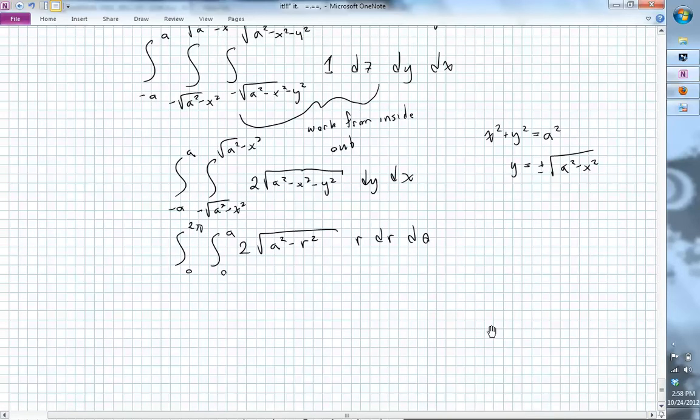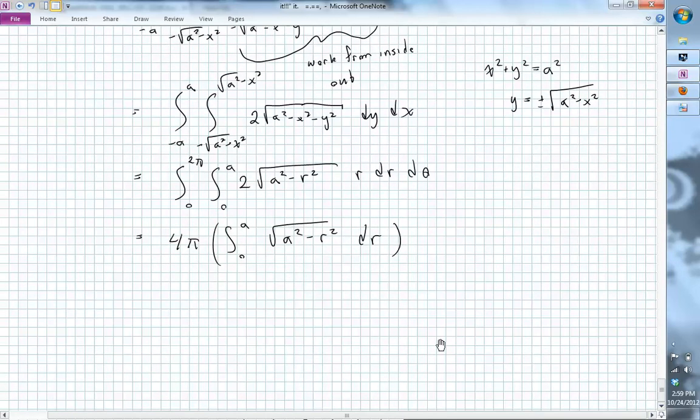We can do the theta integration right off the bat, and what's that get us? 2 pi. So we get a factor of 4 pi out front times the integral from 0 to a, square root of a squared minus r squared dr. How do you do that integral? Yeah. What would you let u be? a squared minus r squared. Yep. And du would be negative 2r dr.